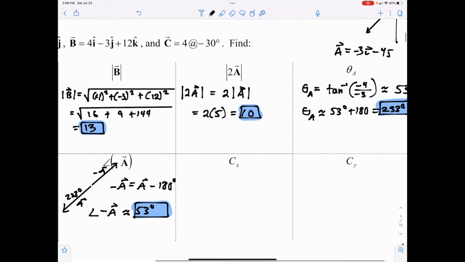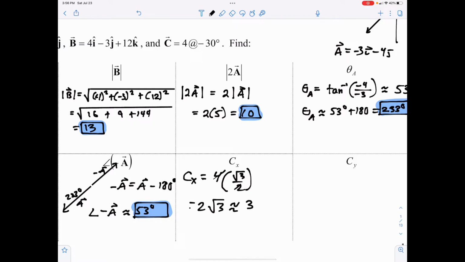Okay, so now what's the x direction of this? Well, the x direction component would be the magnitude of the vector C, which is 4, times the value of cosine of negative 30. The value of cosine of negative 30 is square root of 3 over 2, which is 2 radical 3, which is approximately 3.5. 3.46, I'll just round it to 3.5. Okay, it's an approximation.